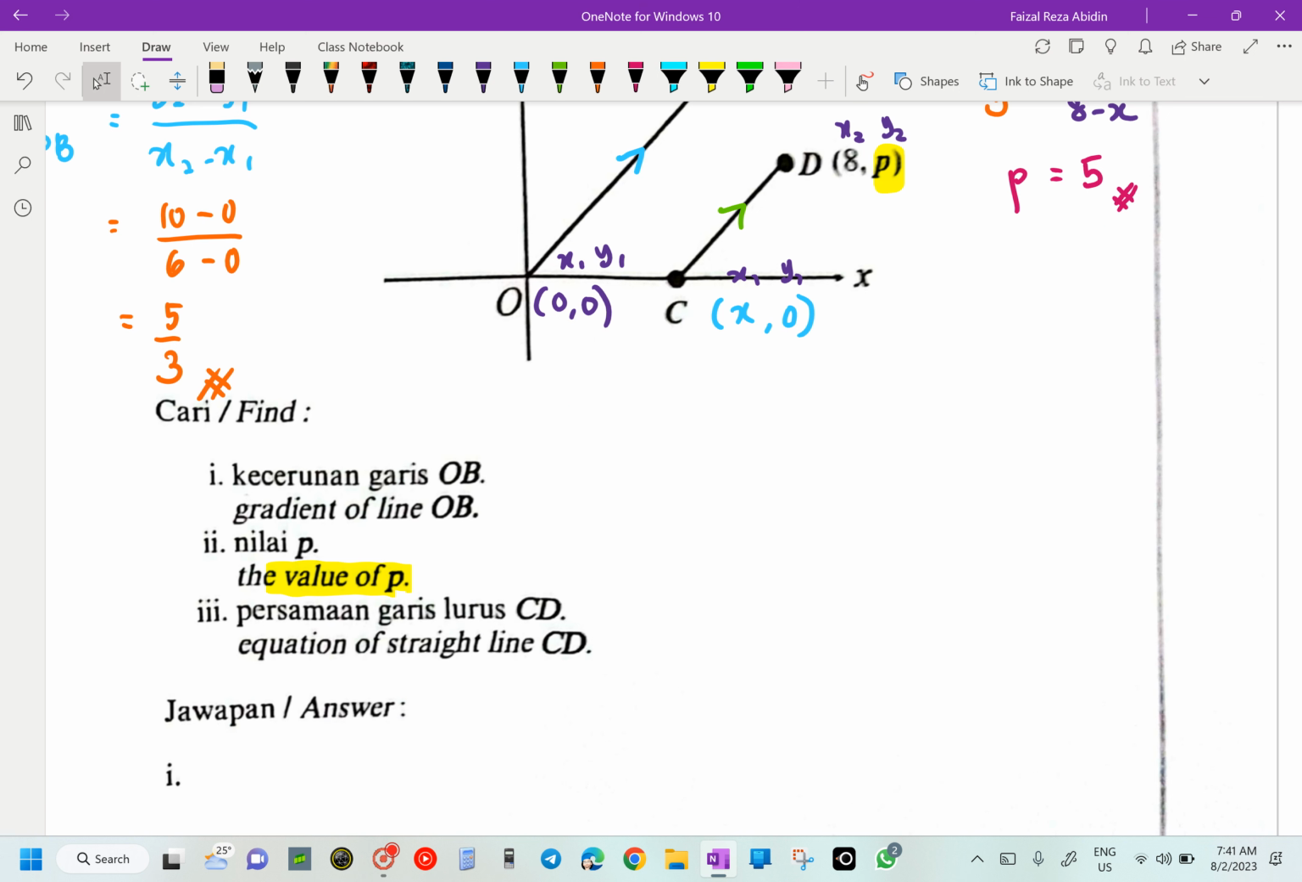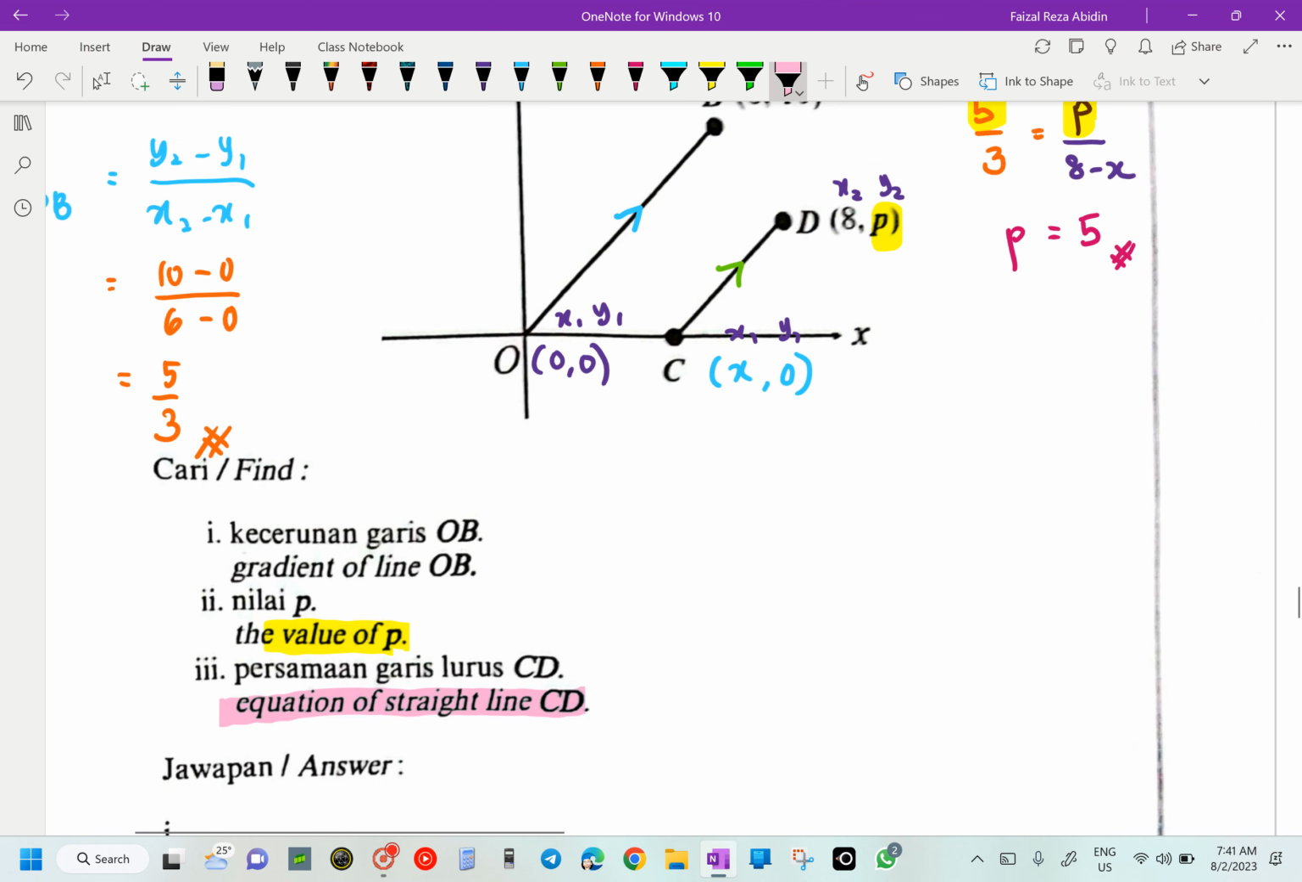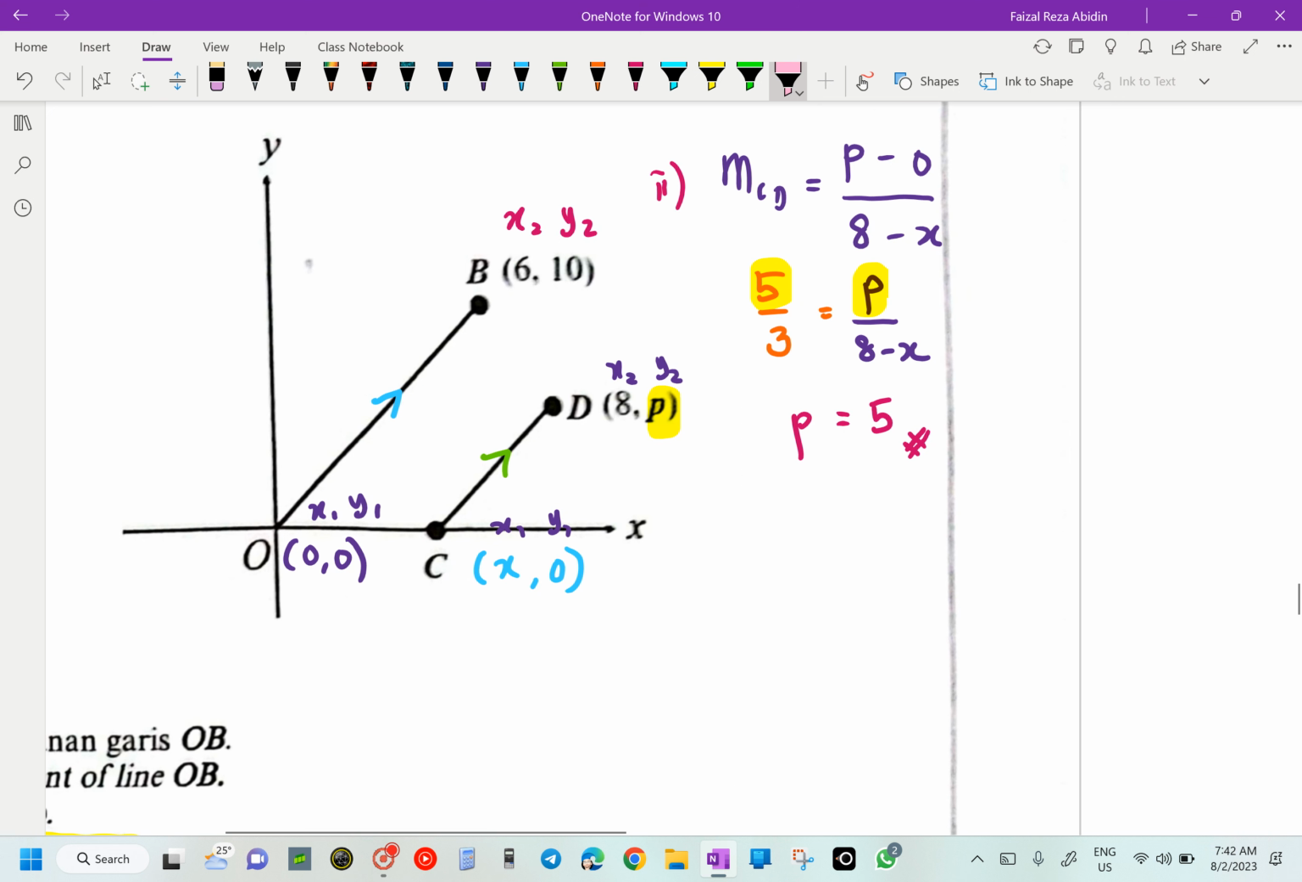Next, we are going to find the equation of straight line CD. We know our gradient already. Before we answer, the equation of straight line, what is that? y equals mx plus c. Isn't it? In the equation of straight line, there are only two things you have to find out. The first one is the value of our gradient. The second one will be the value for our what? Y-intercept. Not the value of our coordinate C there.